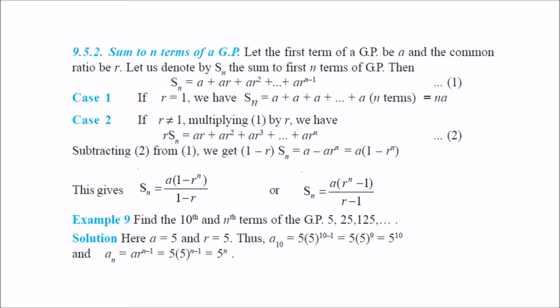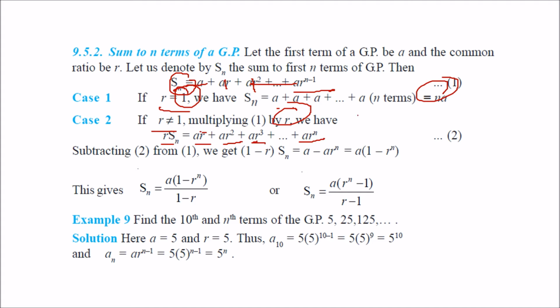When we talk about the sum of n terms of GP, as we have seen in the AP also, Sn equals A plus AR plus AR square till AR to the power n minus 1. If R is equal to 1, what are you going to get? A, because every time you have 1, that is NA. What can the other case be? R is not equal to 1. Just multiply R on the left-hand side and right-hand side. So R Sn equals AR plus AR square plus AR to the power 3 up to AR to the power n.